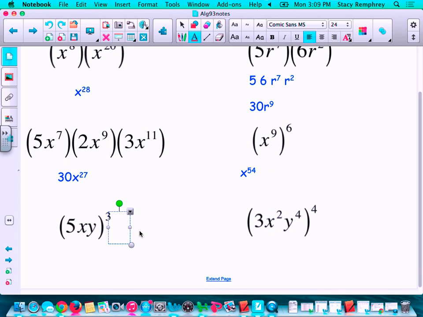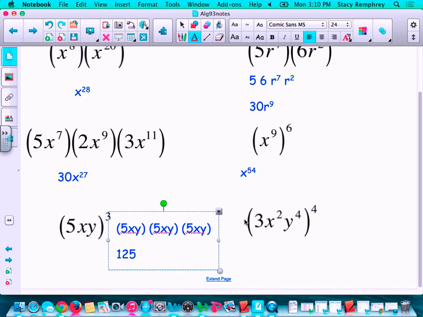This one tends to get tricky. Remember, I have 5xy cubed. This is what cubing it means. So that means I'm multiplying the 5 3 times. So it's 125. Look, see how many times the 5 was multiplied? Then I had 3 x's and 3 y's.